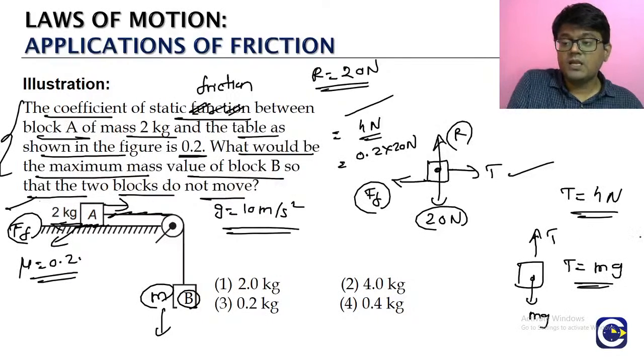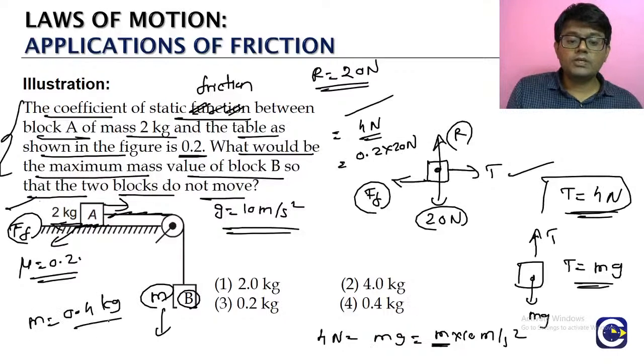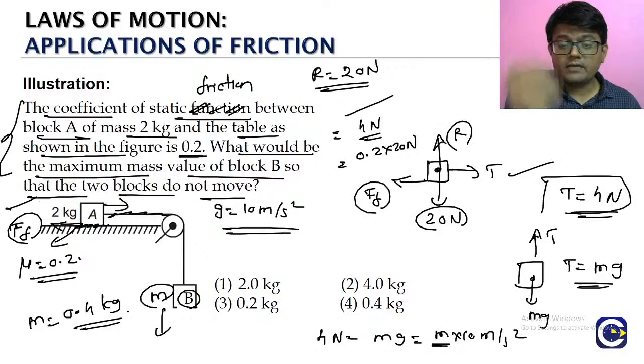Mg. But already we have a tension value that is coming from the equilibrium for the block A, right? So we will substitute it. 4 newtons is equal to mg. G we will take as 10 meter per second square. So M value will be equal to 4 by 10, which is 0.4, in SI unit, kgs. So this is the maximum mass of B that can be held at rest.